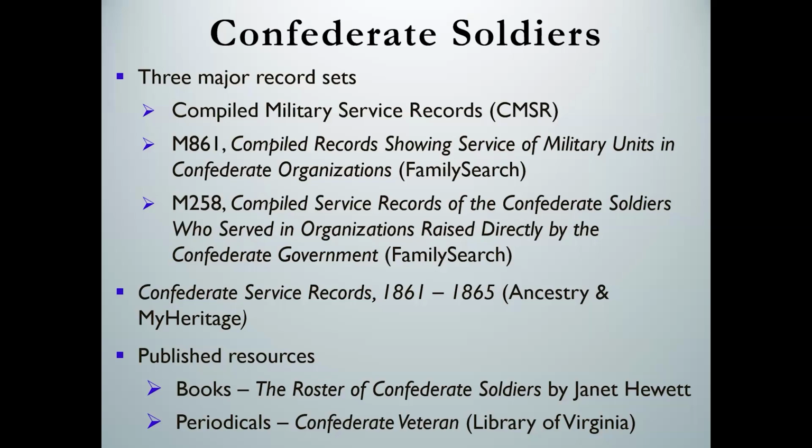Again, Miss Hewitt came up with a 16-volume set of rosters of Confederate soldiers. And again, we have periodicals. Periodicals, again, can be anywhere from where to find Confederate records in Texas to these are all the Confederate soldiers that fought in Little Rock, Arkansas. So it's going to vary, but it's always worth a look.